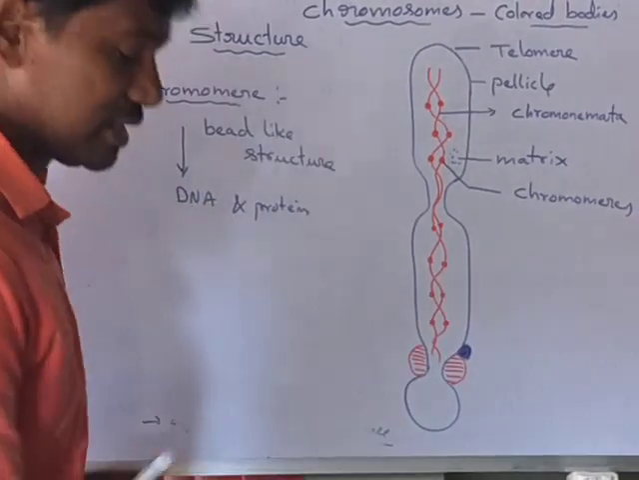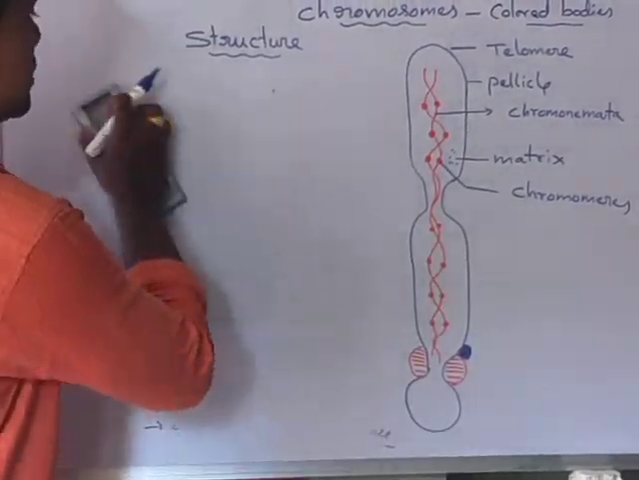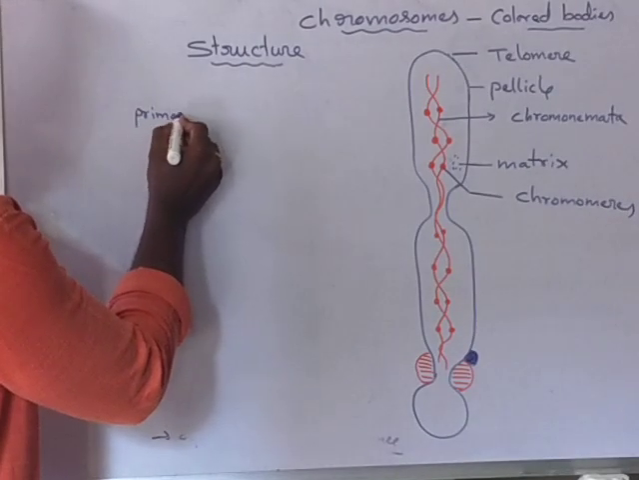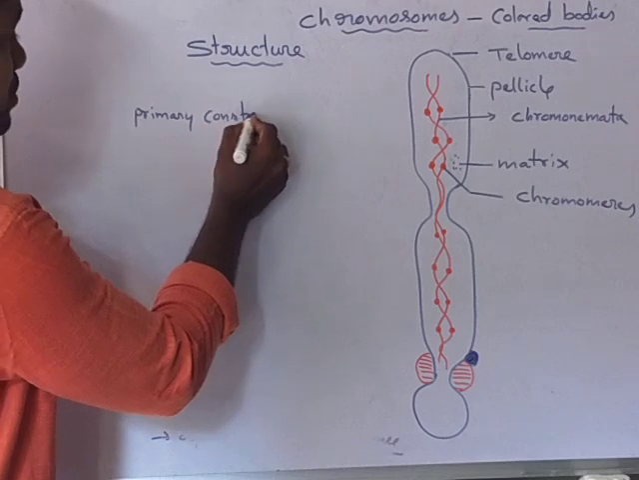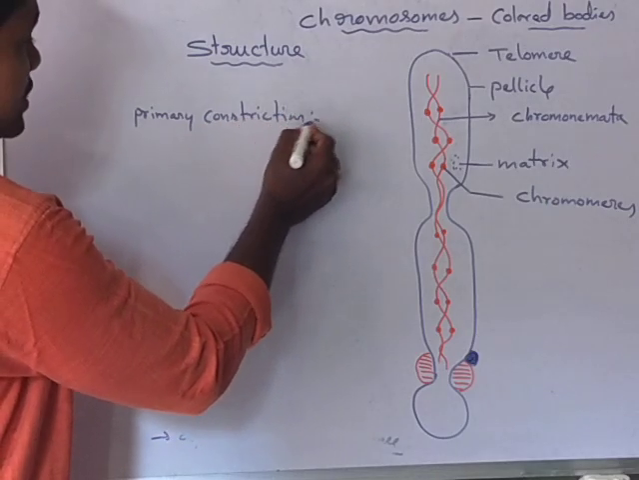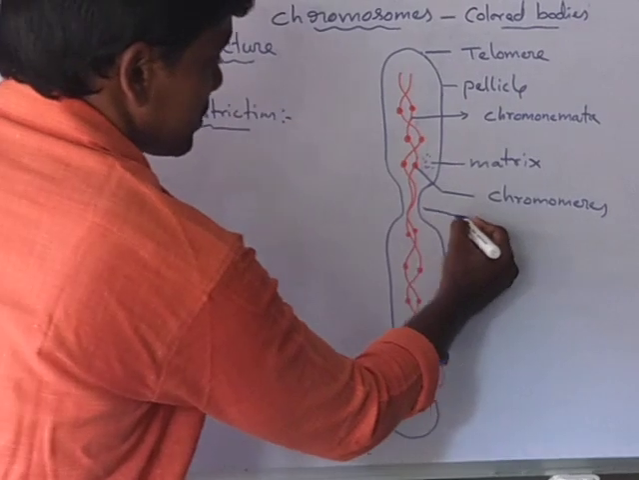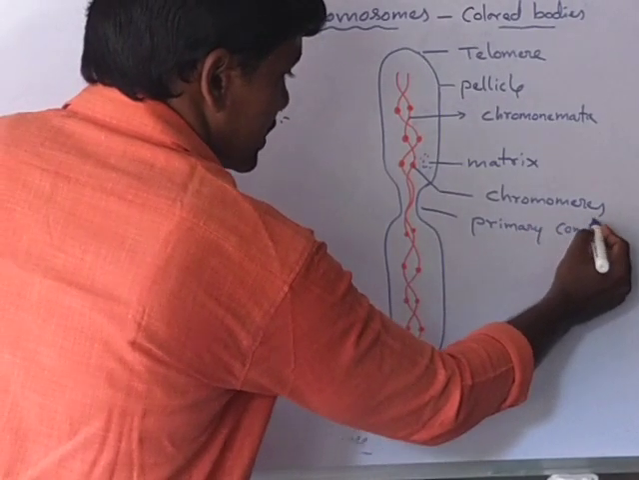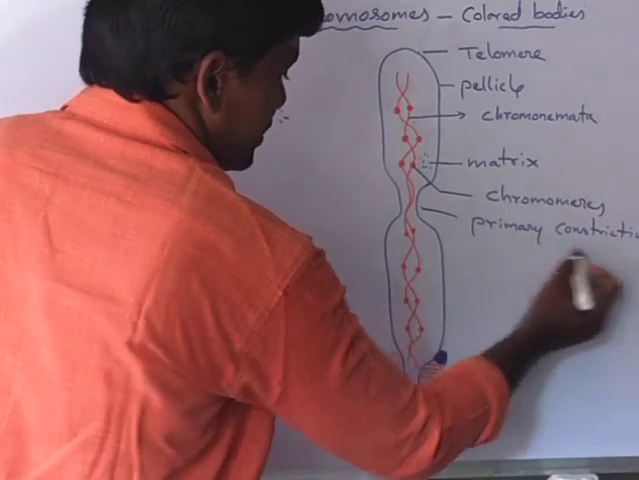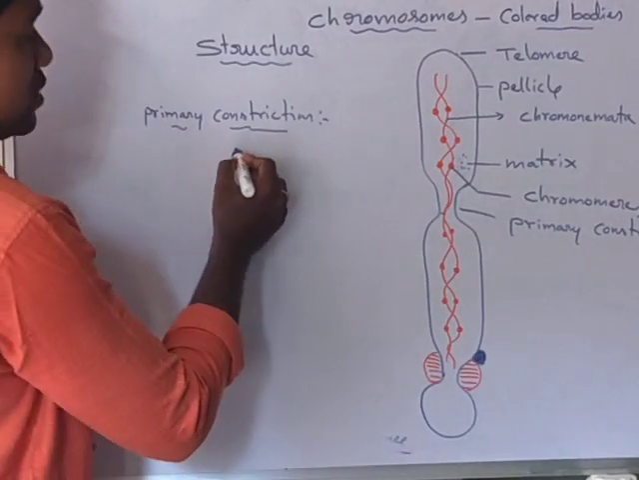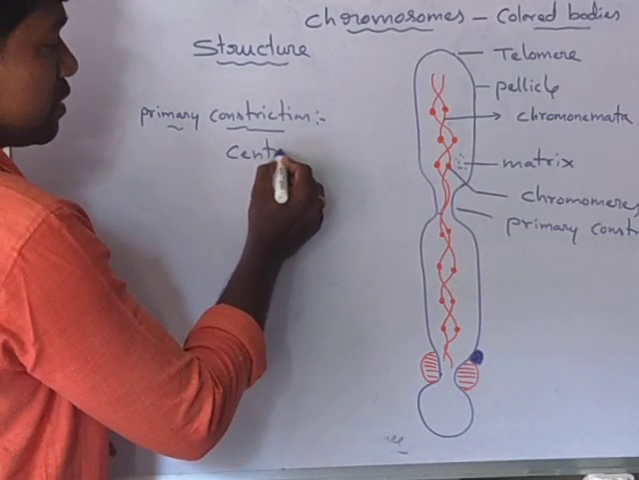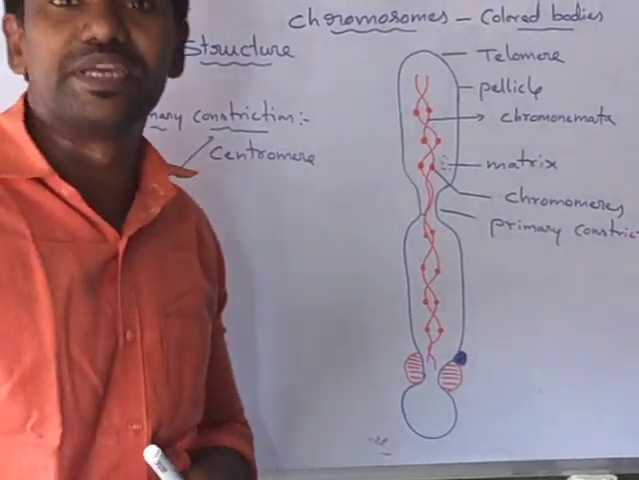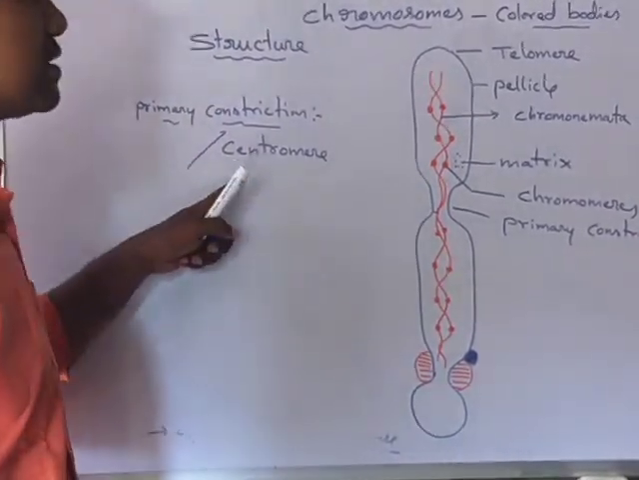This is about the chromomeres, and now we know about the primary constriction. So what is the primary constriction? Here we see the primary constriction. It is also called the centromere. Primary constriction is nothing but the centromere.